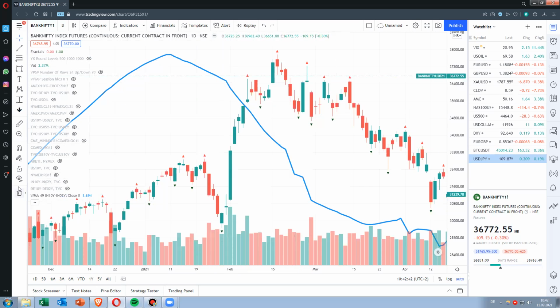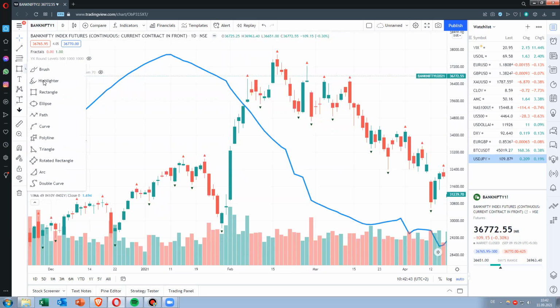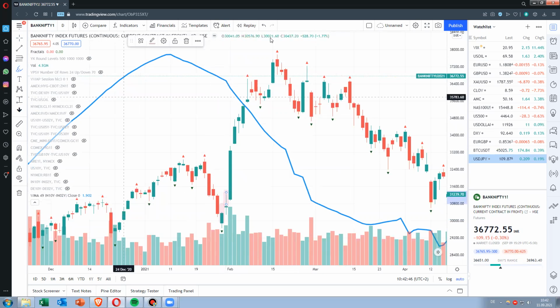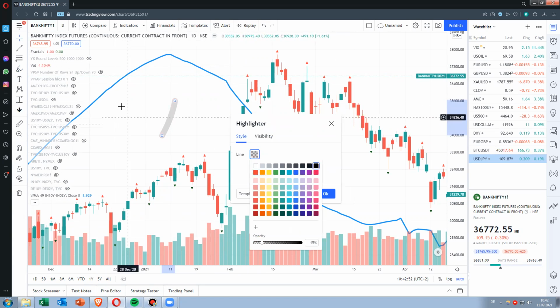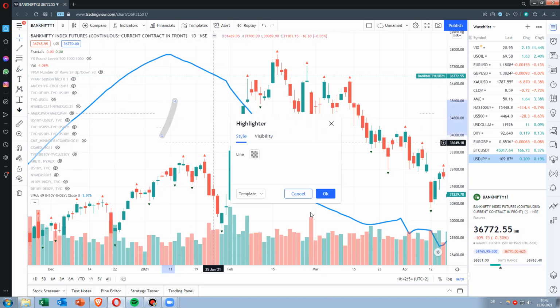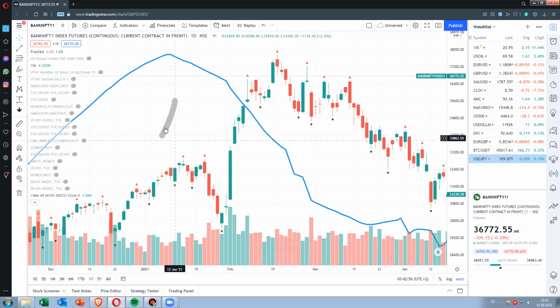Wait, I will just do it. Otherwise, I will just do it with like a highlighter. Selling. I need a different color, man. This color is kind of making me mad. I'm taking the black one. And I need some more light on it, like this, okay.